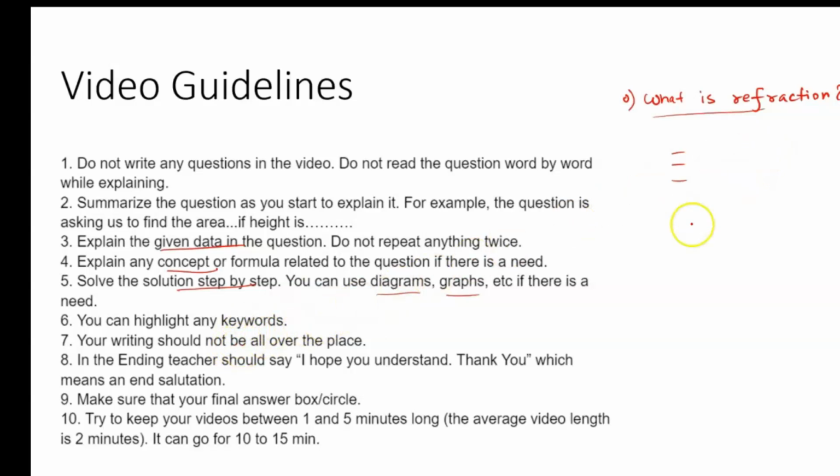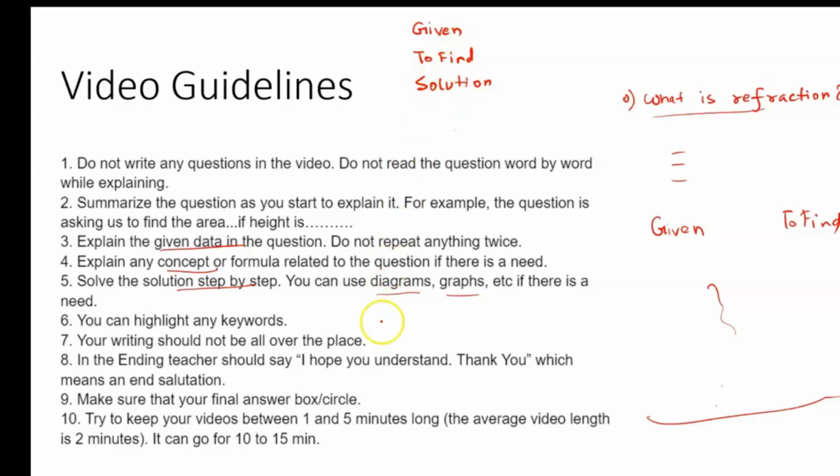You should not write everything all over the place. What does this mean? If you are writing given here, to find here, then the solution somewhere here, and the final answer somewhere here, it looks very congested. So always maintain that whatever you are writing, you should be left aligned: given, then to find, like you write in the college papers or in your board examination solution, in one left alignment you will be following.